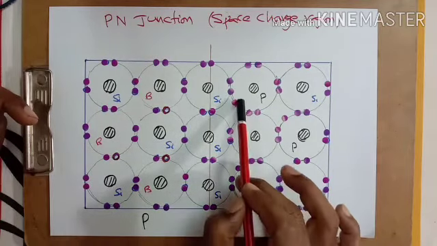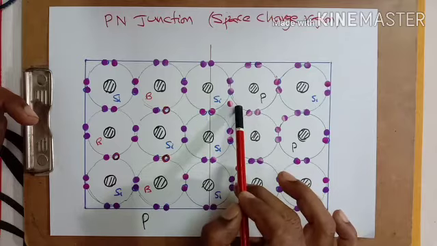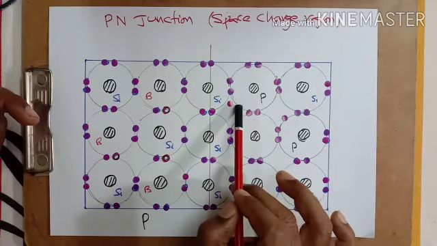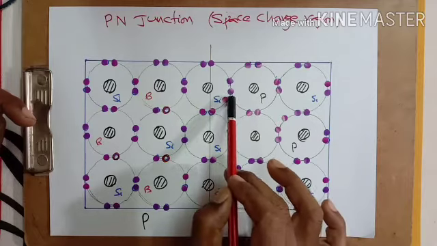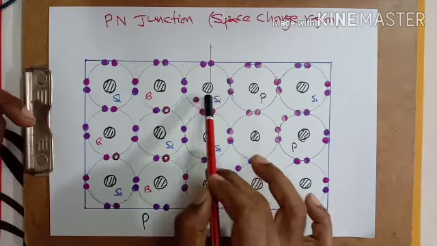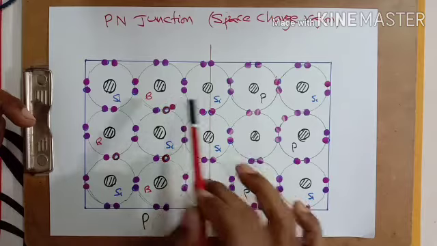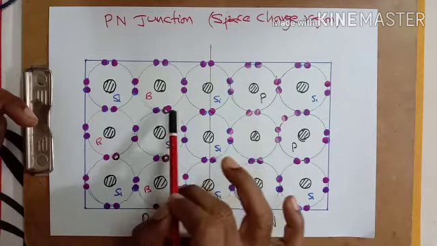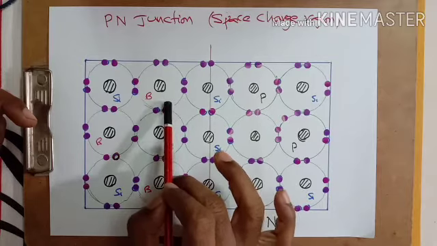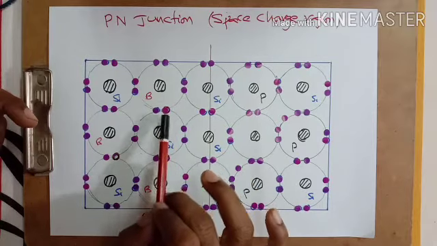So for example, say this electron can easily be freed. This 5th electron of the phosphorus atom can be easily freed, and it will move from right to the left. Why? Because there is a concentration gradient. There are more electrons here, fewer electrons on the left side. So it will come here and fill the gap of the boron atom here.